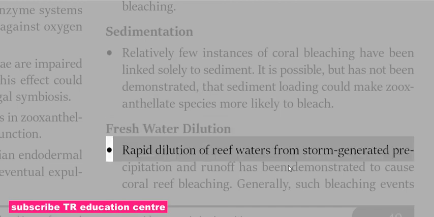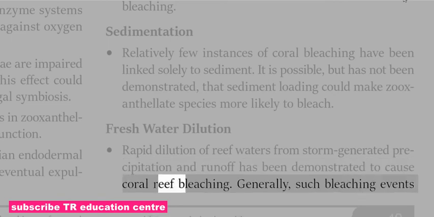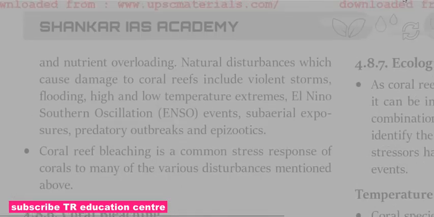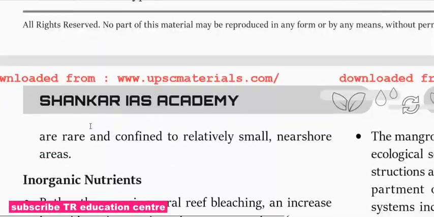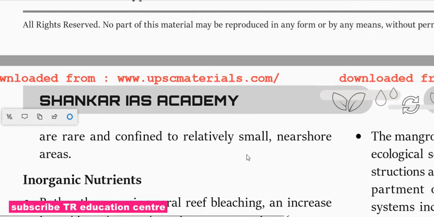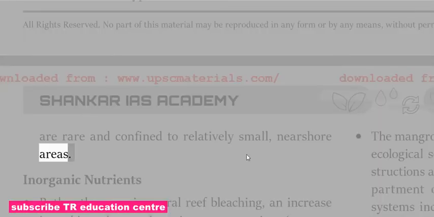Fresh water dilution. Rapid dilution of reef waters from storm-generated precipitation and runoff has been demonstrated to cause coral reef bleaching. Generally, such bleaching events are rare and confined to relatively small, near-shore areas.